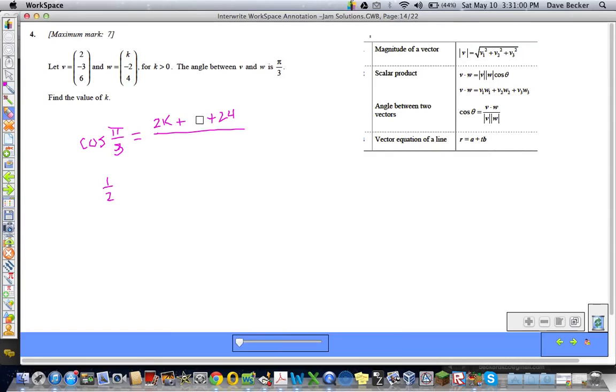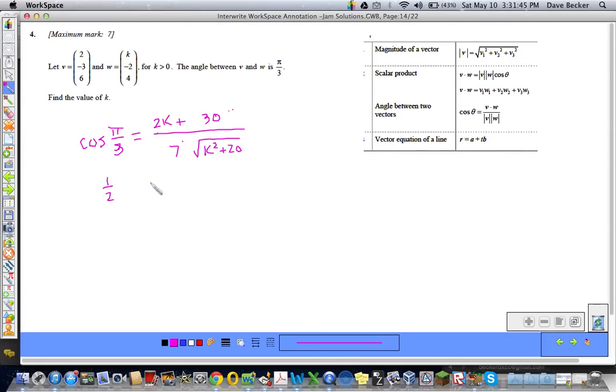I'm going to right away clean that up and say that that is 2k plus 30 over the magnitude of these two vectors. So just to keep things simple, magnitude of 2 squared plus negative 3 squared plus 6 squared is 49. How about that? 4 plus 9 is 13, plus 36 is 49. Good. Times the square root of k squared plus 4 squared, 16, 16 plus 4 is 20. So that's plus 20. And of course, the square root of 49 is 7.